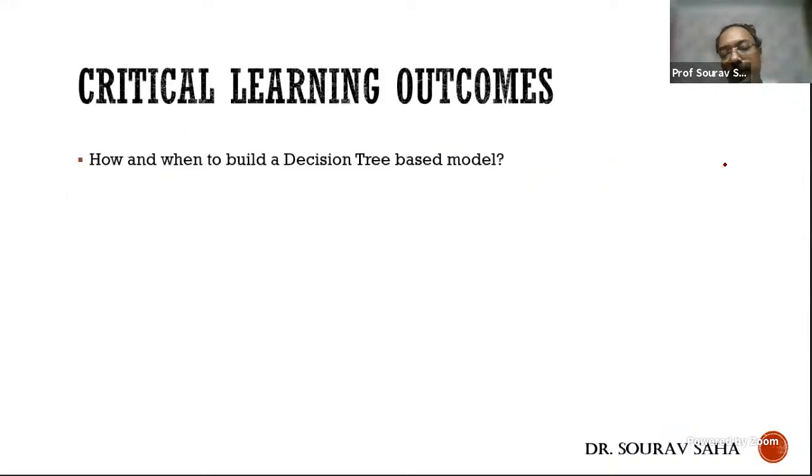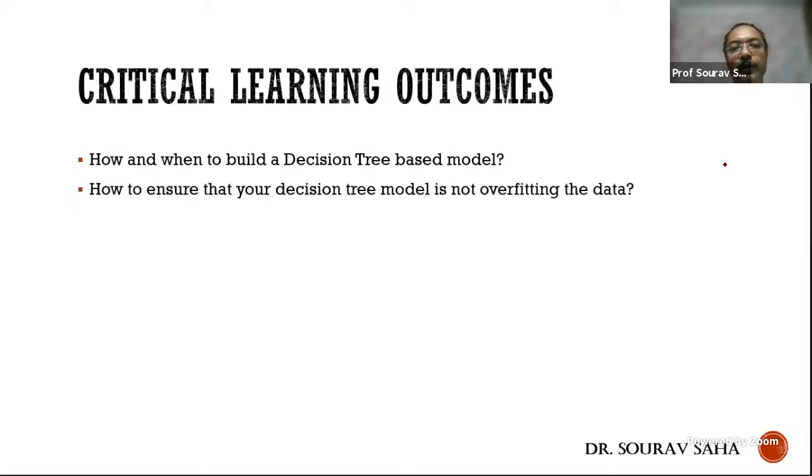If I talk about the learning outcomes that we are going to have, one is how and when to build a decision tree model, right? How to ensure that your decision tree is not overfitting the data. Overfitting, I think, we are going to talk about in detail tomorrow, but we'll start off with the basics today. What exactly is overfitting? How do you ensure that your models are not overfitted?